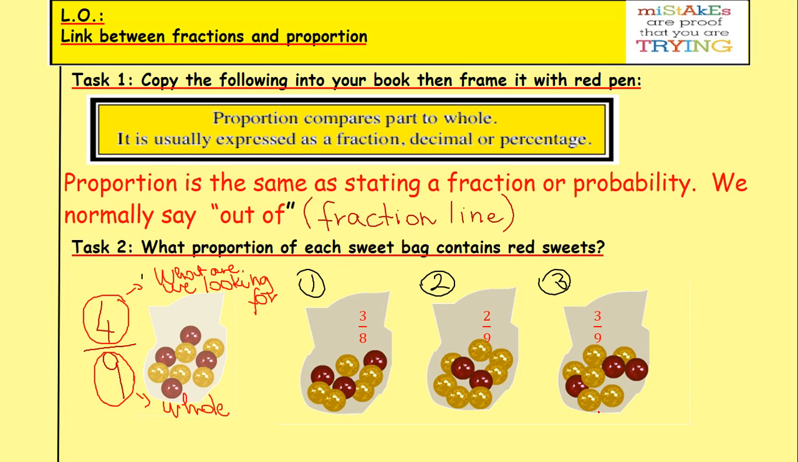Hope this helped to understand linkage between fractions and proportions. Thank you for watching.